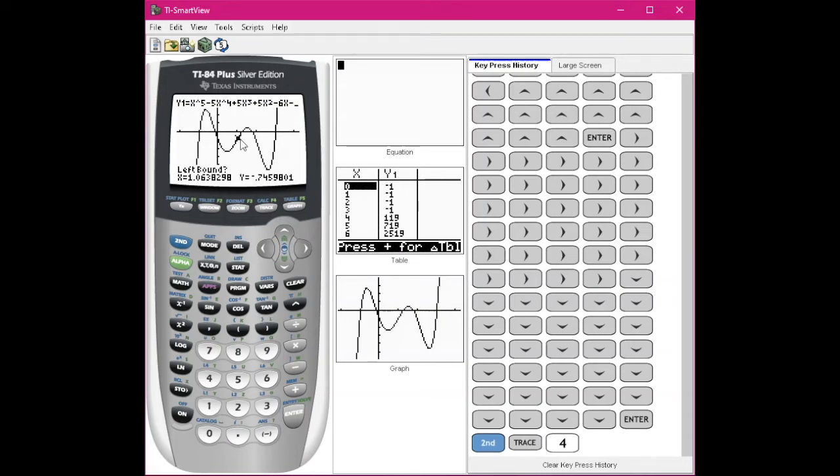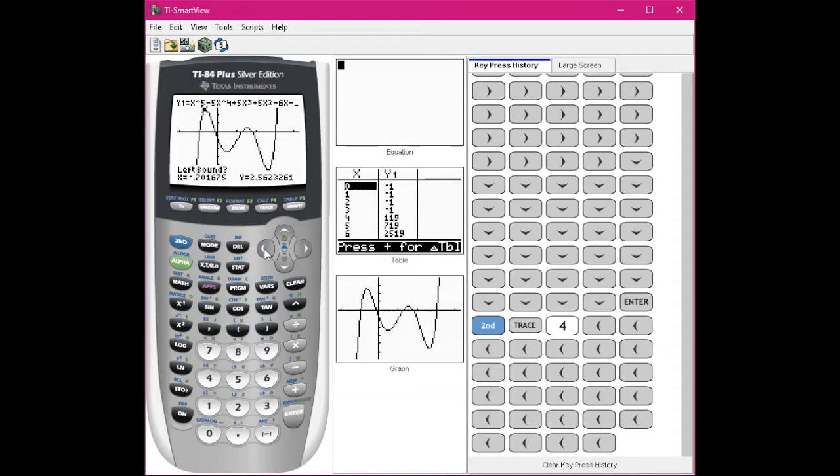So I want to take this blinking cursor and I want to move it to the left until it goes past that maximum that I'm trying to find. So I'm just going to keep moving it to the left. And it doesn't have to go way past, just a little bit past. I'm going to press enter. And now it asks me for a right bound. Notice that I got a little triangle there. That's kind of setting up a goalpost, that's the left goalpost, and now I want to set a right goalpost.